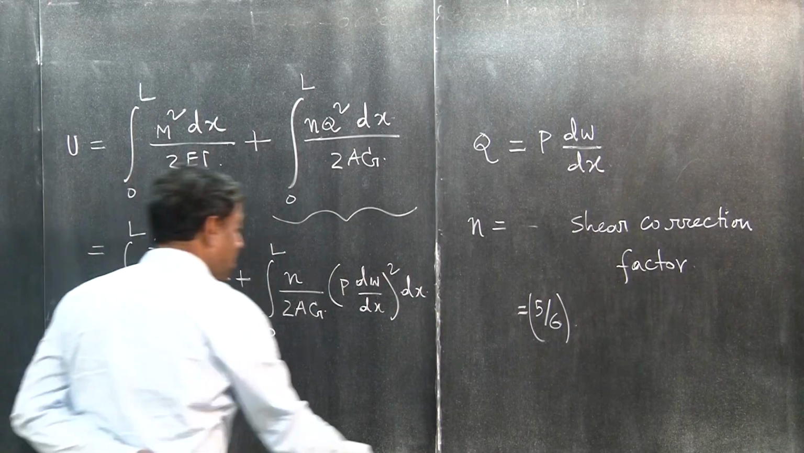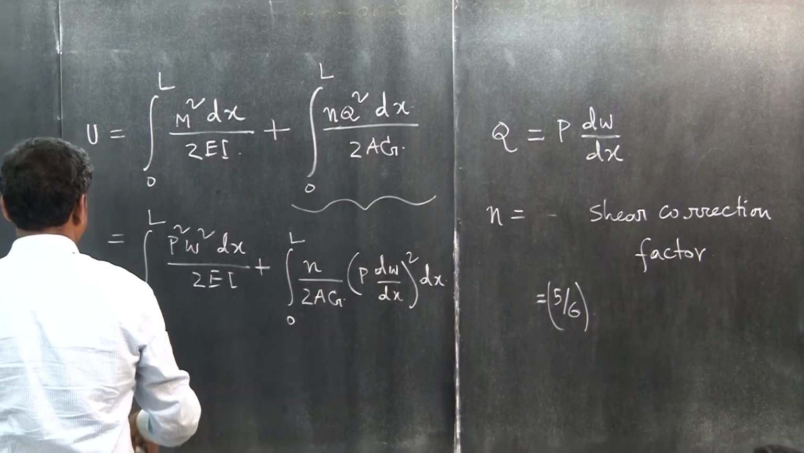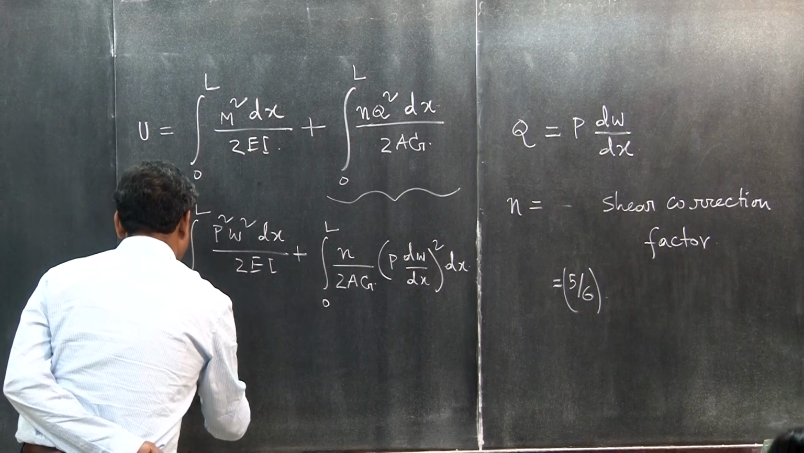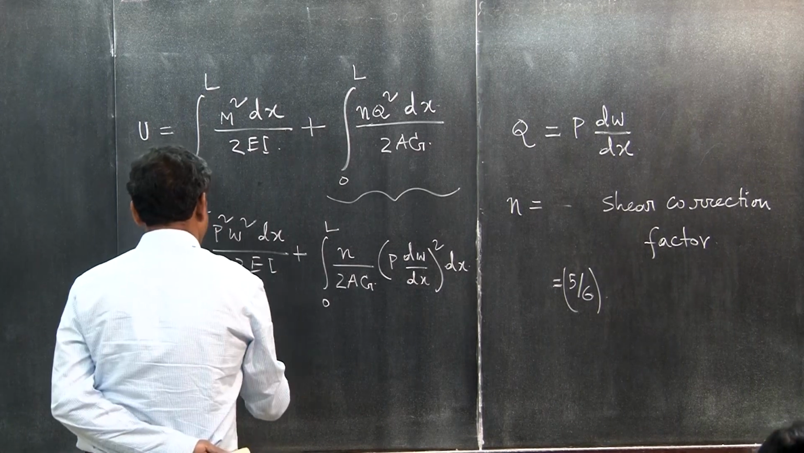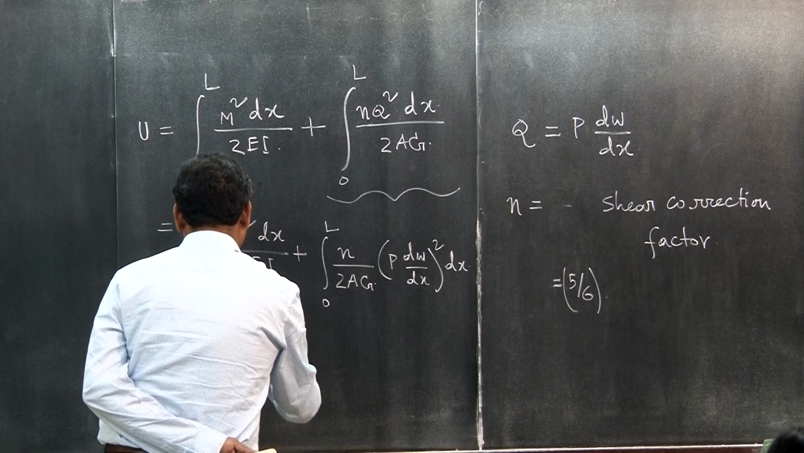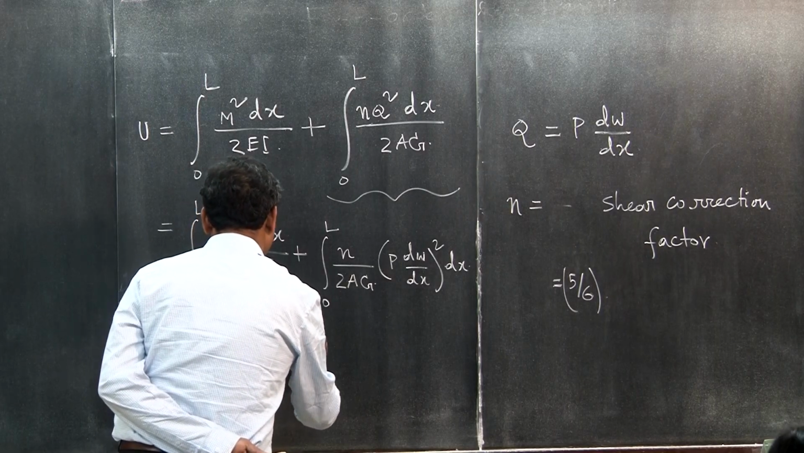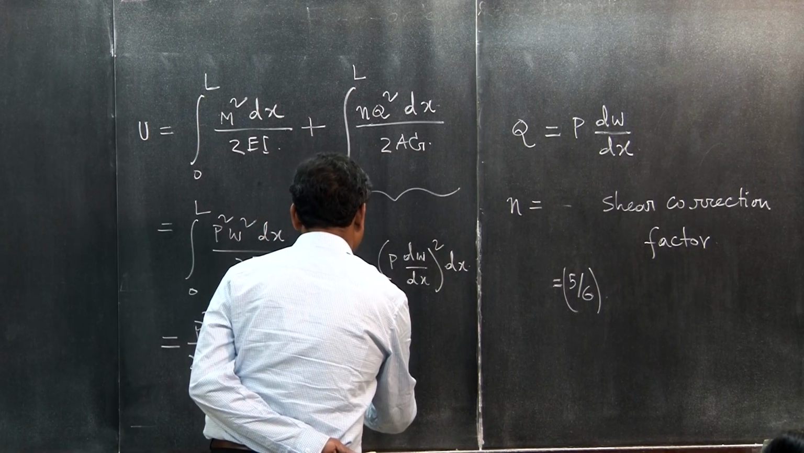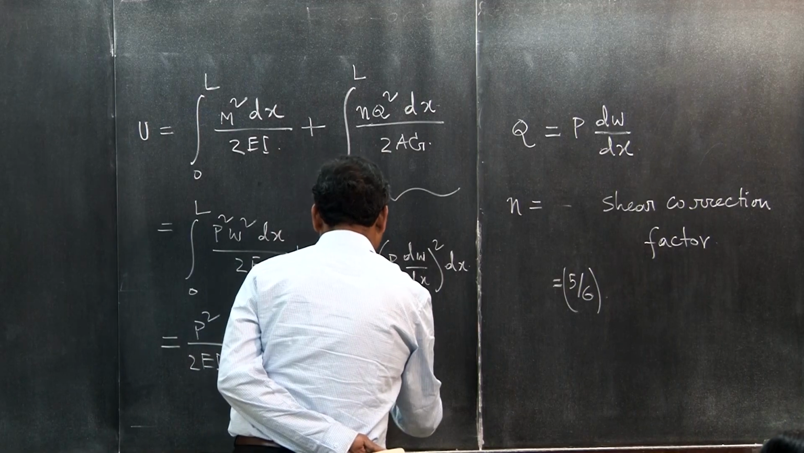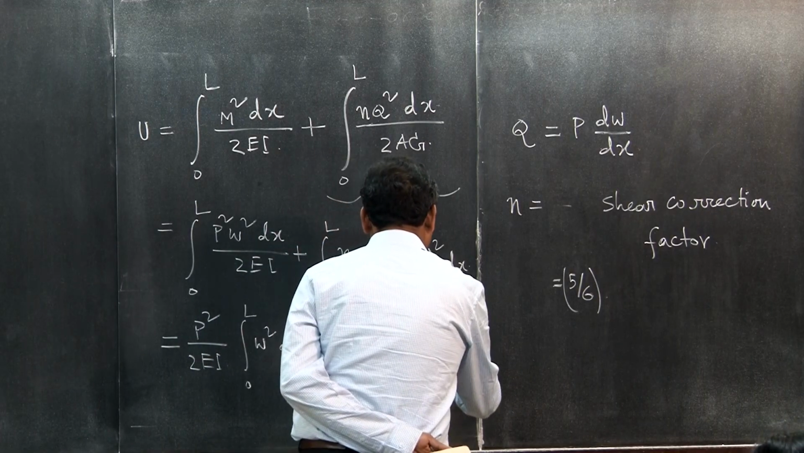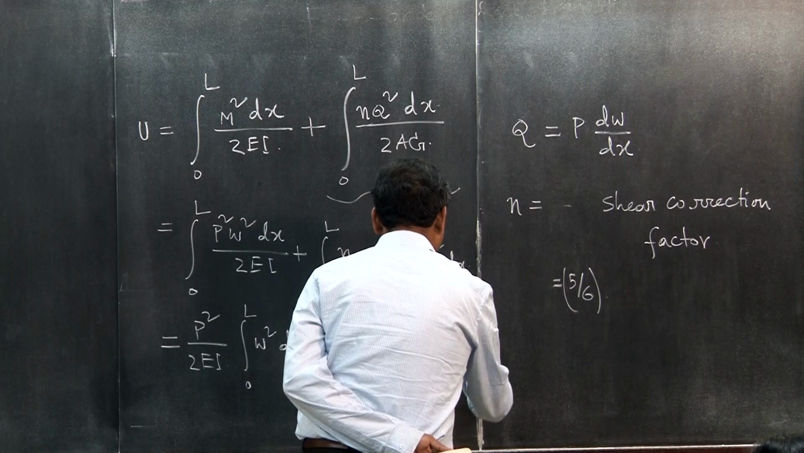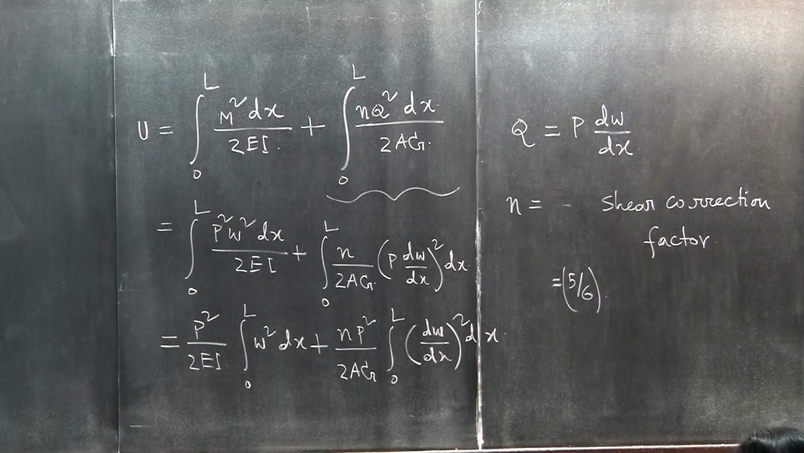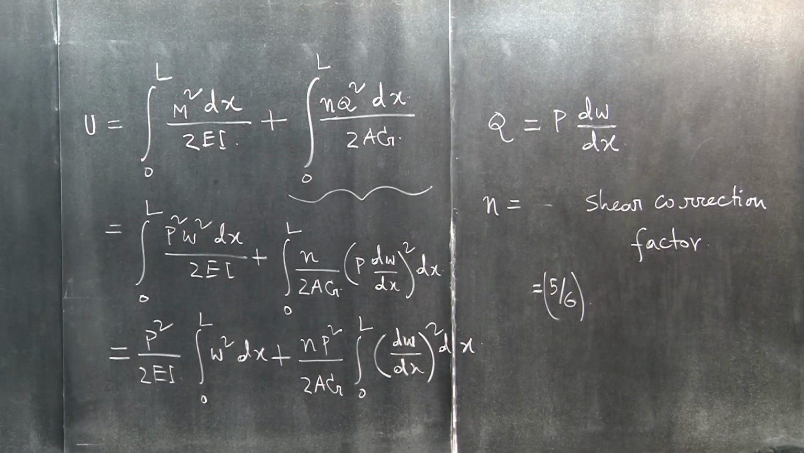Now, we can simplify it further. That is not a problem. I just take P square by 2EI outside, integration 0 to L of W square dx, plus n P square by 2AG, integration 0 to L of (dW/dx) square dx, right. Now, we assume this out of plane deflection.